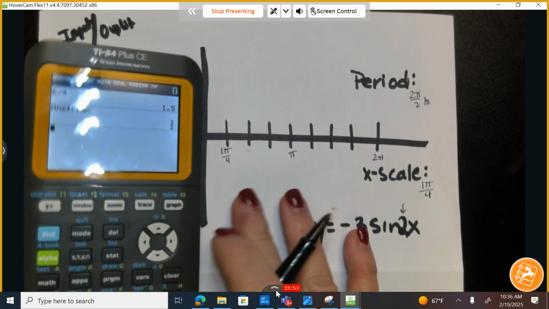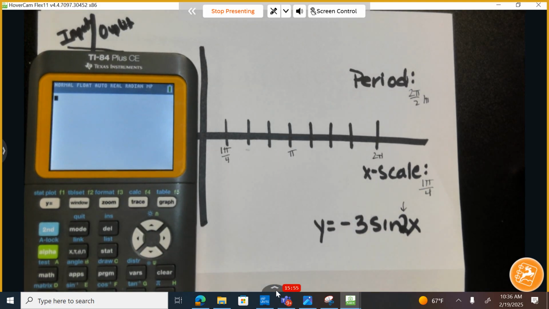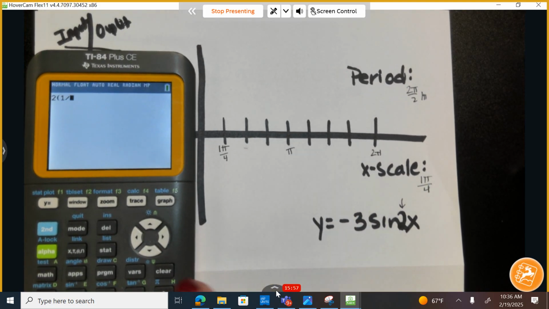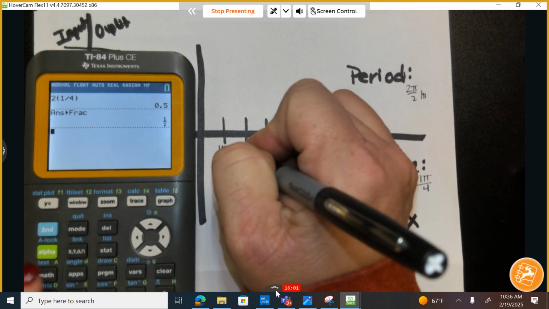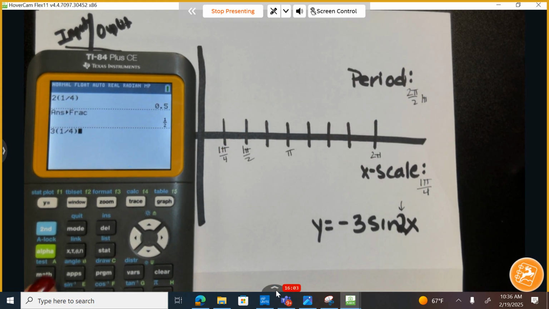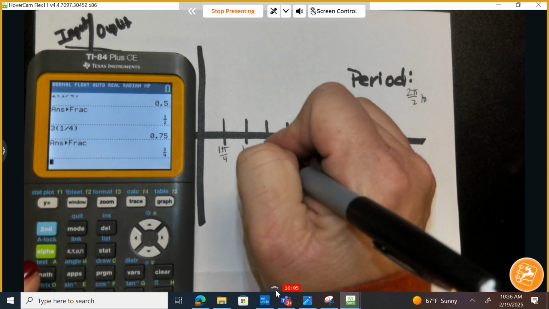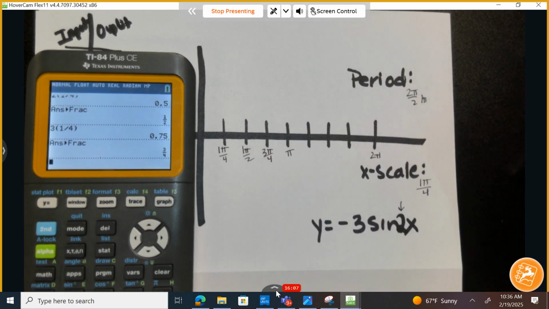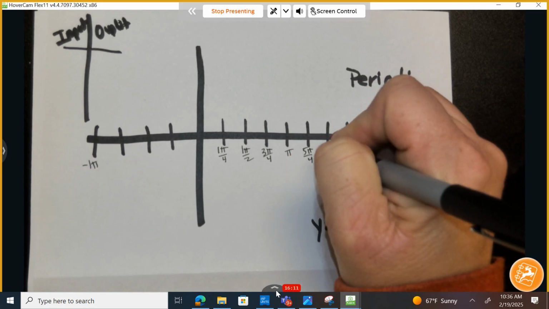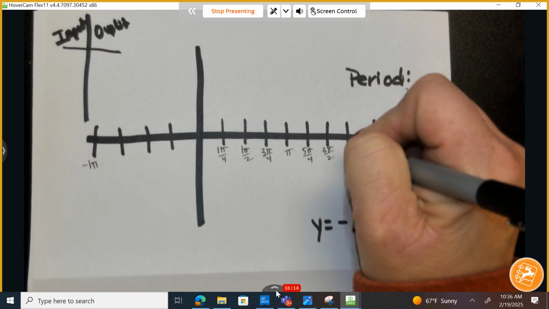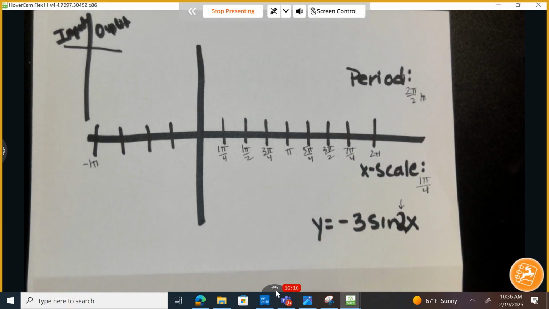I'm going to grab my calculator just to illustrate how I choose the second one. This is step 2 times 1/4. You're going to exclude the pi symbol and turn it back into a fraction. This is my third step, times 1/4, exclude the pi symbol and add that fraction. And I'm just going to keep going because I know what this is. So 5 pi over 4, 3 pi over 2, 7 pi over 4, and 2 pi.